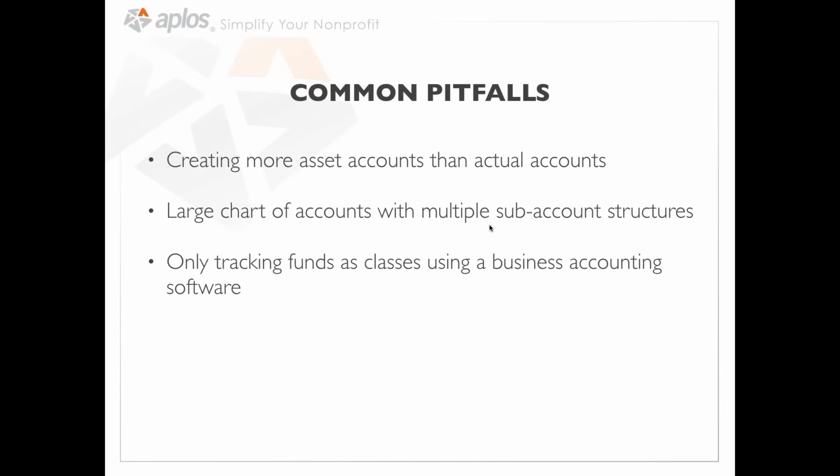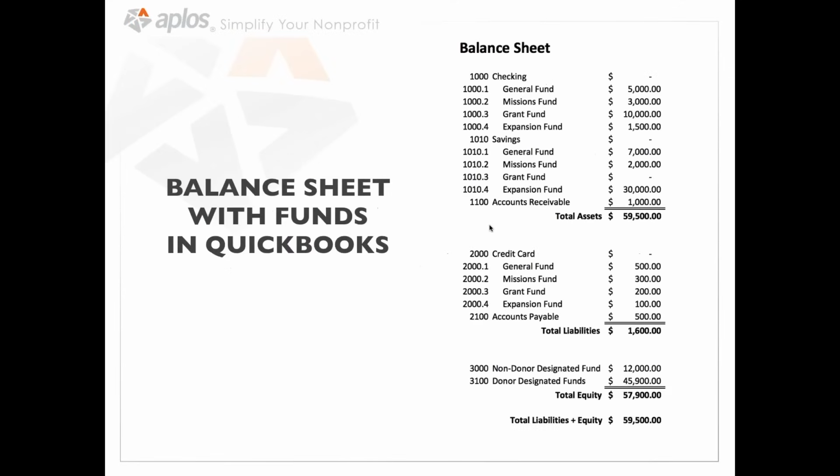Another pitfall here is paired with that. We often see people that will use some sort of other software feature to track funds in lieu of fund accounting. In QuickBooks, these are called classes. In Aplos, we have them. They're called tags. What they are is they're just extra parameters that you can put onto a transaction in order to filter by it on a report.